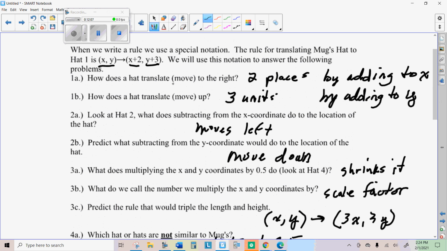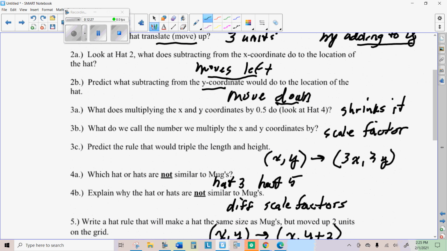Okay, to translate, to move it to the right, you want to add to the x. To move it up, you want to add to the y. Hat 2, subtracting from the x coordinate moves it left. Subtracting from the y coordinate would move it down. Multiplying by 0.5 made it shrink. The number we multiply the x and y coordinates by is called the scale factor. If we want to triple the length and the height, we would multiply both of them by 3.